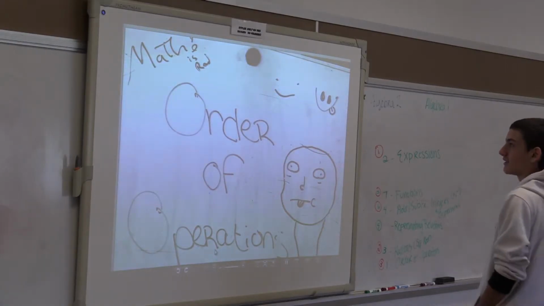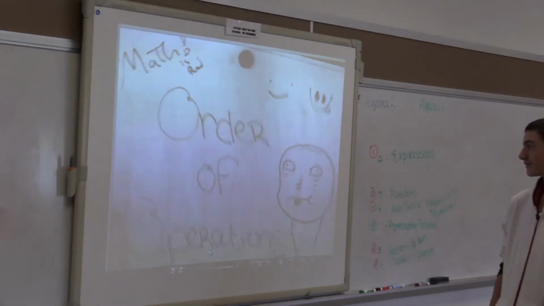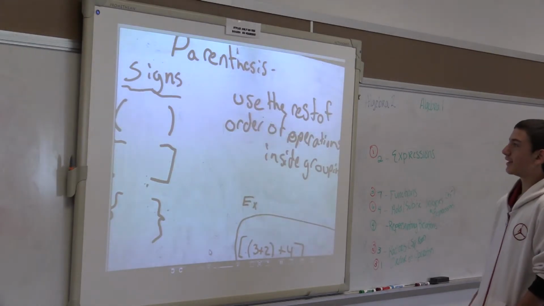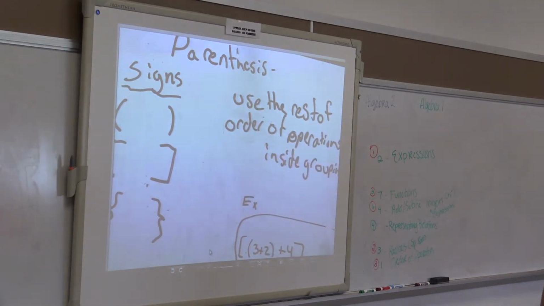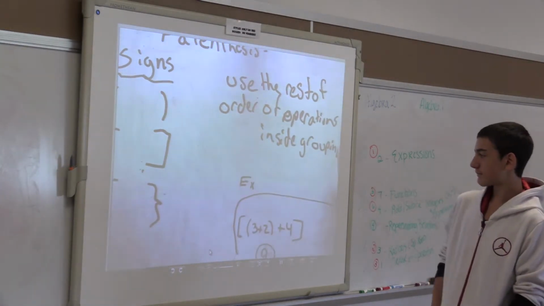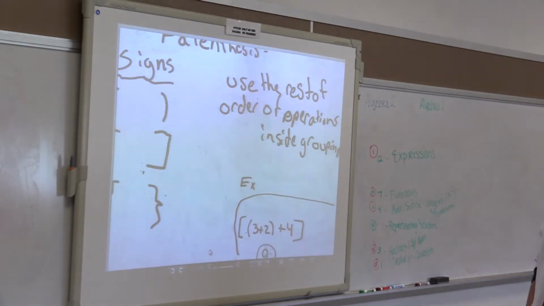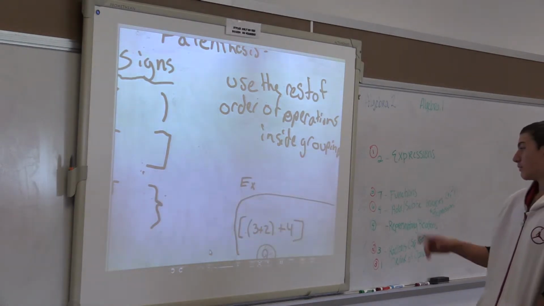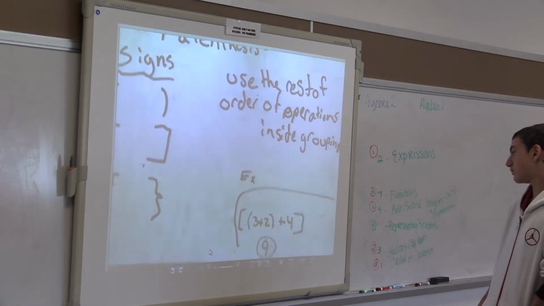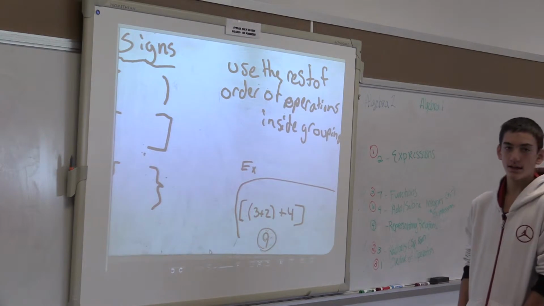Order of operations. Parentheses: you have regular parentheses, brackets, and these squiggly lines. Use the rest of order of operations while using parentheses and groupings inside of the groupings. Example: bracket, parenthesis, 3 plus 2, parenthesis, plus 4, bracket, equals 9 inside of that.